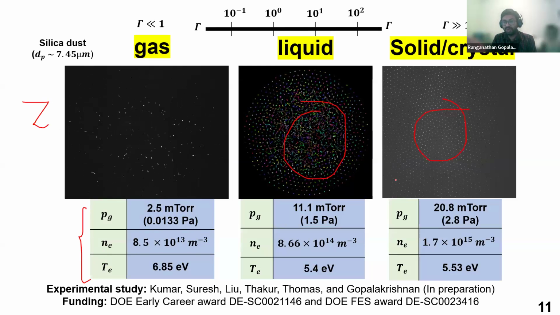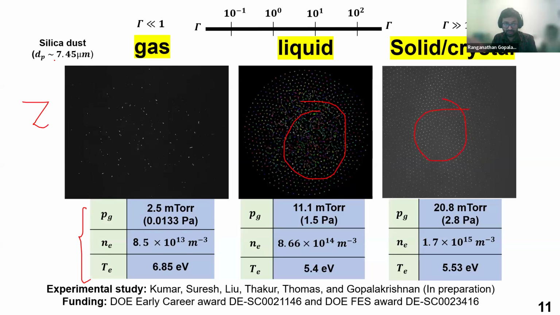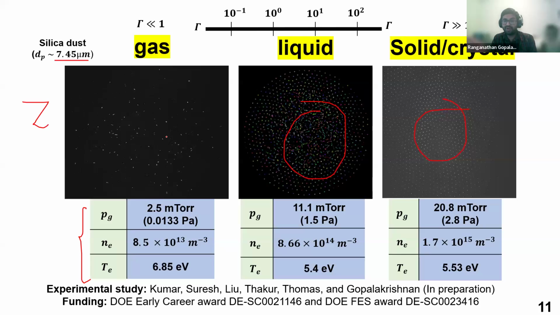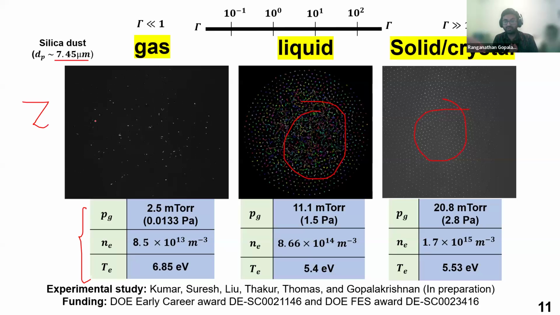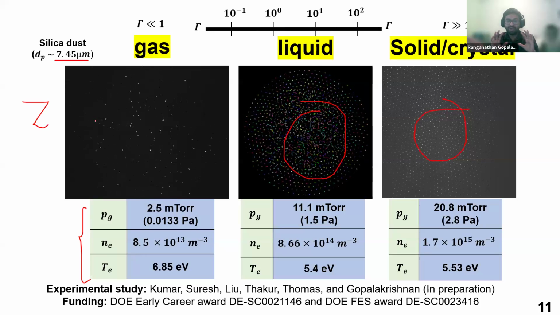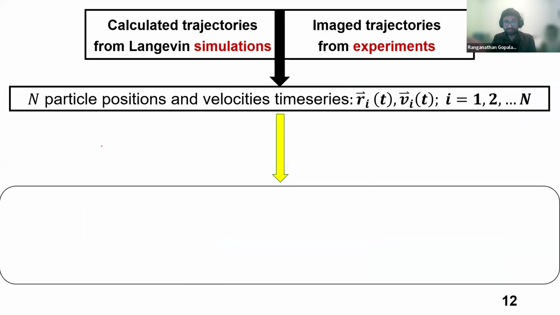So these are all pretty much the same type of particles, the same dust particles with the same size, but by tweaking the knobs on the plasma, we are able to get them to behave differently corresponding to their charge. So this was the starting point of our study. We are trying to say that yes, we can realize different states. Now we want to do more analysis on this.